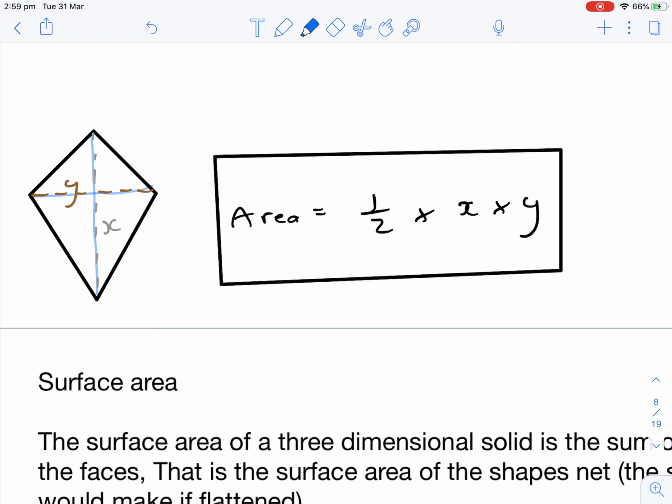Okay. Surface area is an extension of the area concept. Surface area is basically a three-dimensional shape. So instead of just having to find one area, you're having to find the area of every single face in that object. Now it's basically the area of the shape if we were to flatten it out and turn it into a net. And the net is just that flattened shape.